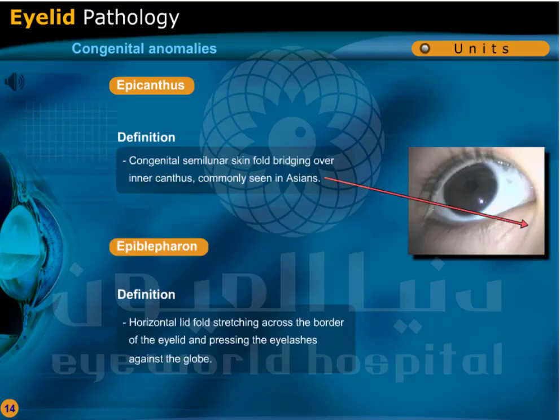Other congenital eyelid anomalies include epicanthus, which is a congenital semilunar skin fold bridging over the inner canthus, commonly seen in Asians. Epiblepharon, horizontal lid fold stretching across the border of the eyelid and pressing the eyelashes against the globe.